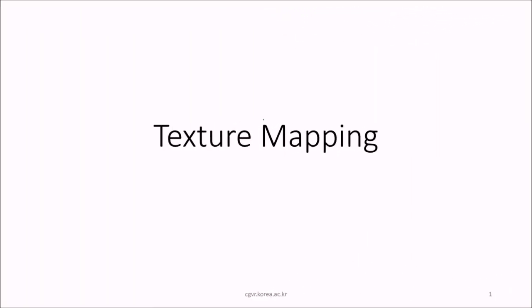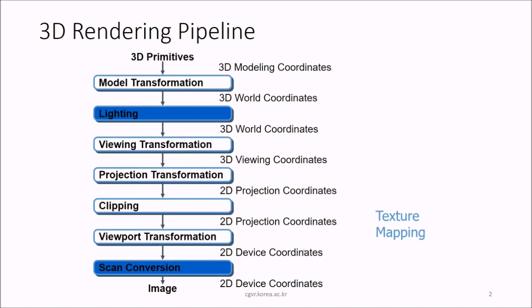Let us see the texture mapping in computer graphics today. So this 3D rendering pipeline we have discussed, and let me recall it for you. First, we have 3D primitives, that is 3D figures, as you can say. These are in 3D modeling coordinates right now.